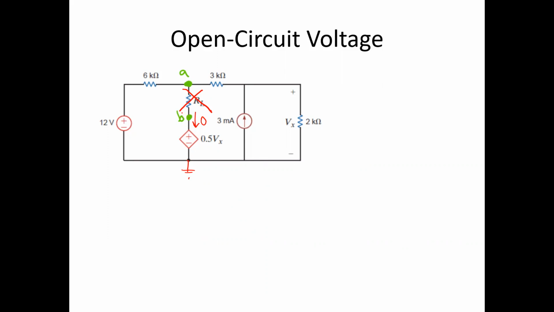There were some cases where students mistakenly thought that the voltage from A all the way to ground was VOC. That's not the case. VOC is always the voltage drop across A and B, which are the terminals across which we're trying to find the open circuit voltage. So this is the circuit that we needed to solve for the case of finding the open circuit voltage.